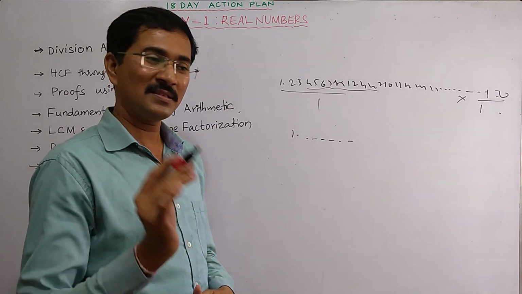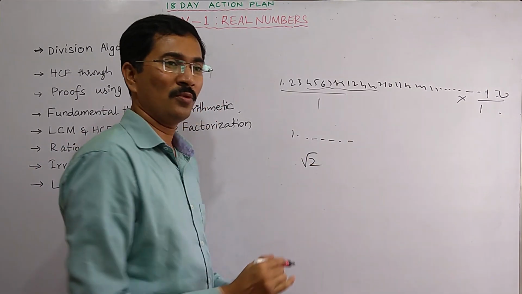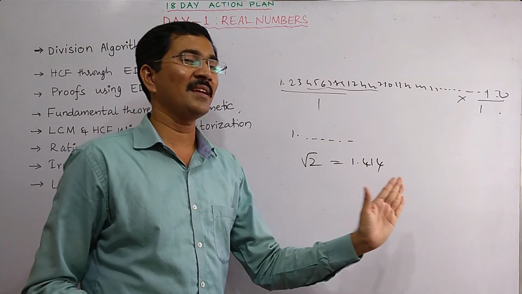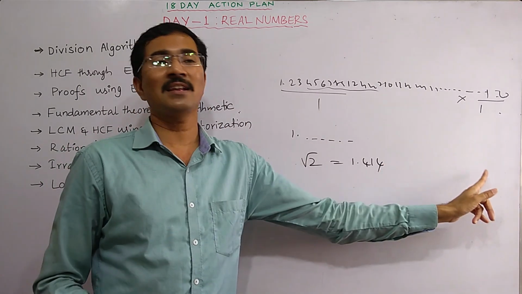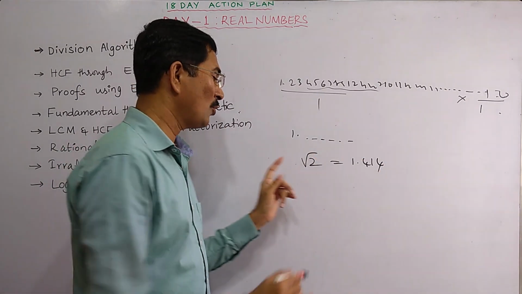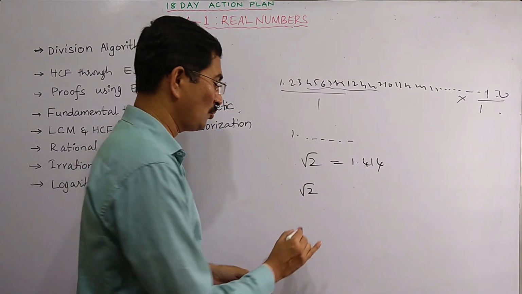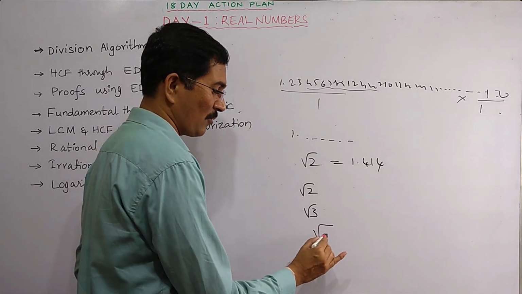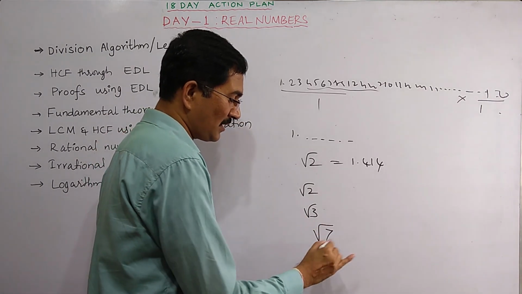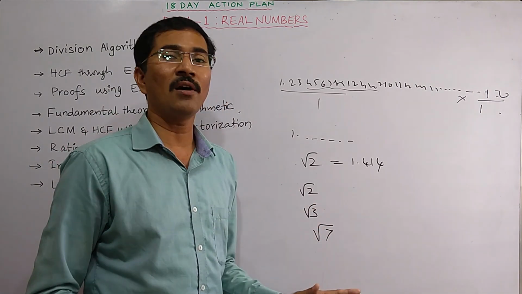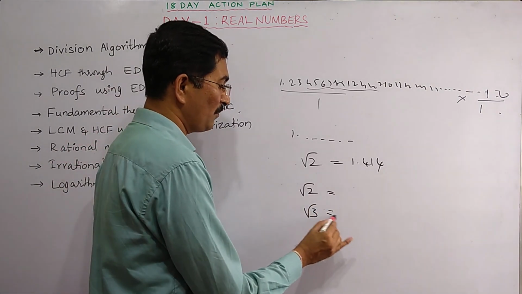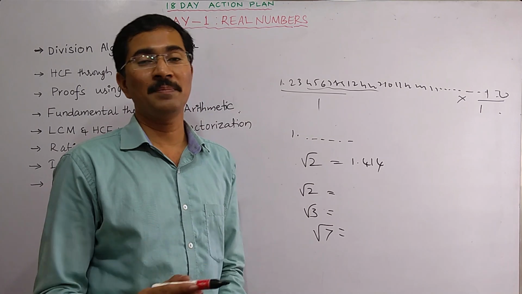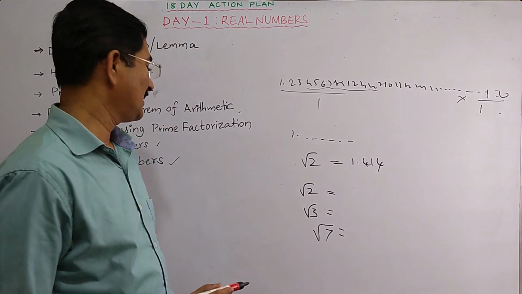Where can we find these? Simple. If we have to find root 2, we only try it up to 1.414. Yes or no? But if you go on doing it, your life goes away, but it does not terminate and it does not repeat either. So root 2, root 3, the root of any prime number, and so on, are all called irrational numbers because they give decimals which are not terminating and not repeating.